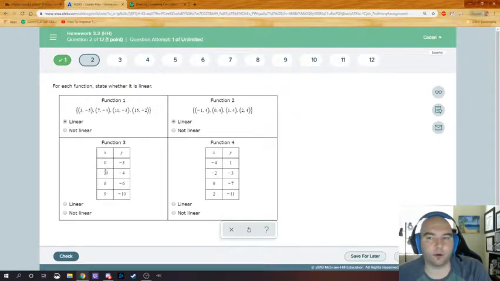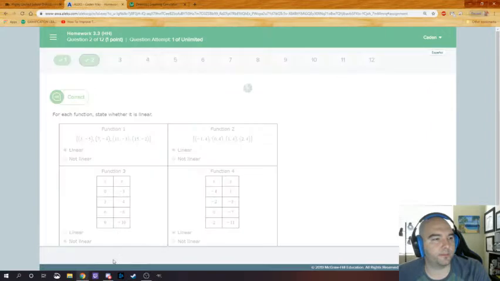Okay, here x values go up by 3, up by 3, up by 3, down by 1, down by 2, down by 4. A cool pattern, but no, not linear. Let's see, 2, 2, 2, down 4, down 4, down 4. So that's how you determine on these ones.